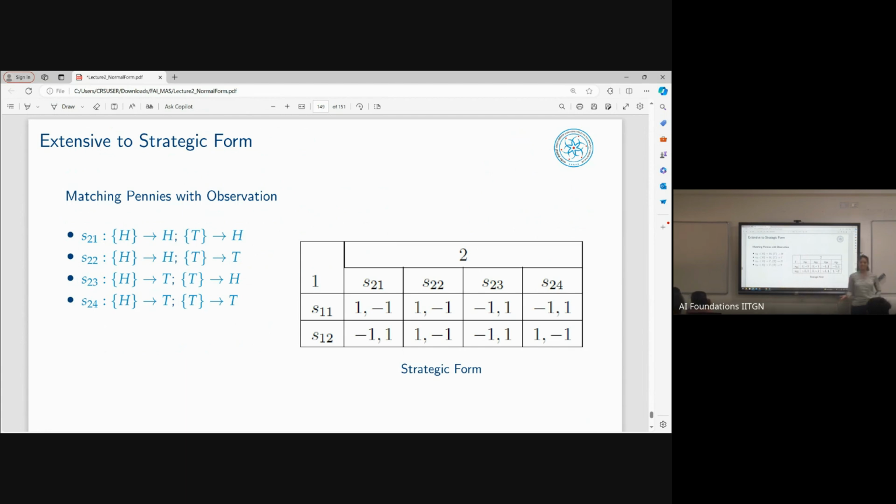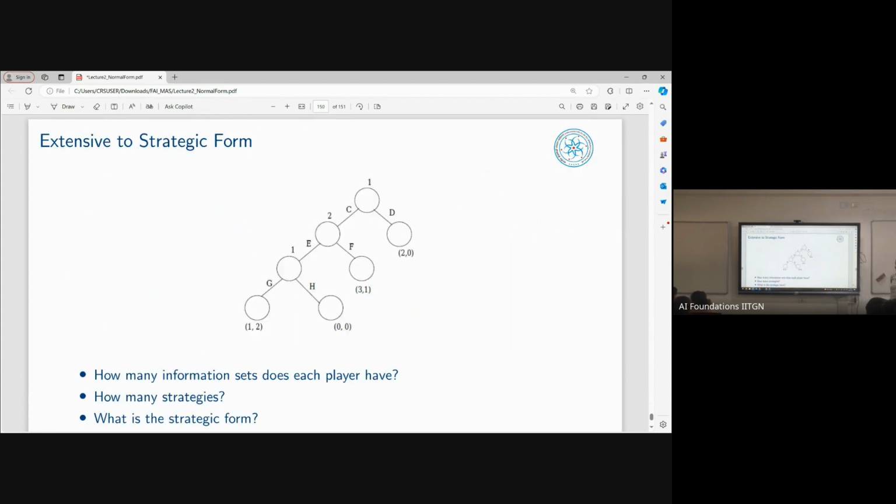Basic maths. Okay. Now let's look at this game. How many information sets and how many strategies? Write all of the things that you guys already know. I think I've already written it down for myself so that I don't get confused.